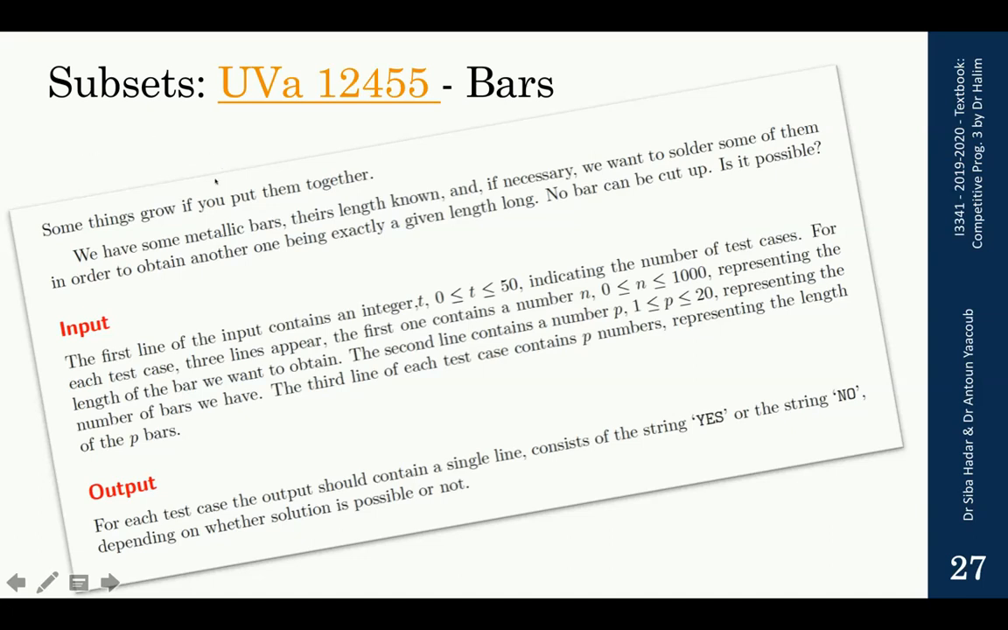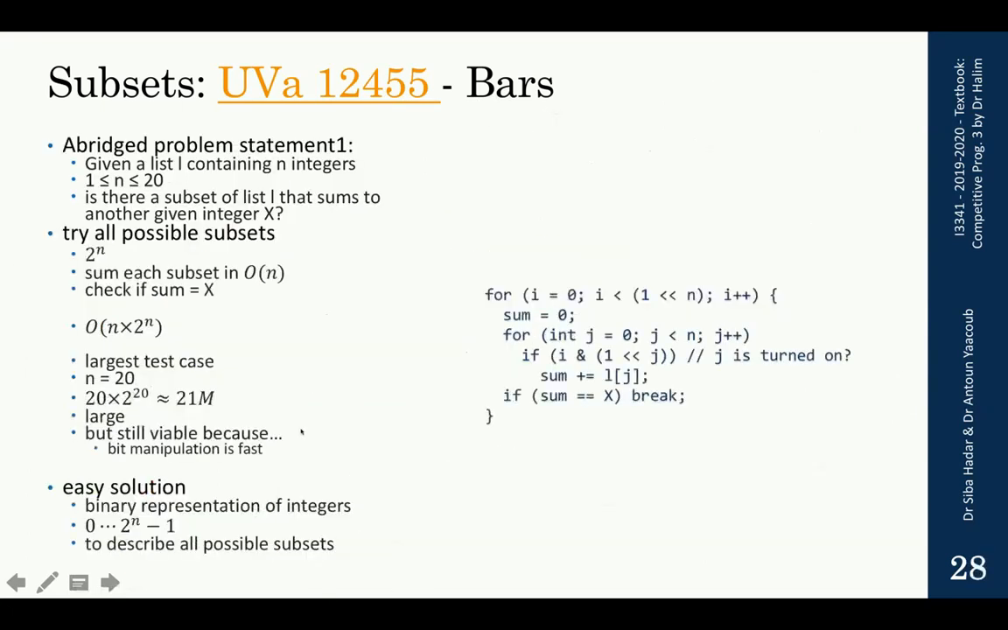with the following problem kind, which is subsets. And for subsets, we take an example, the UVA 12455 called Bars. Here is a part of the UVA that we will read, the abridged problem statement, which says, given a list L containing n integers, where the number n is less than 20, and given x, the question here is, is there a subset of the list L that sums to another given integer x?